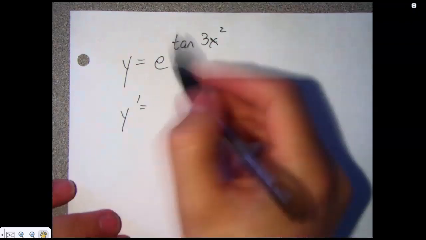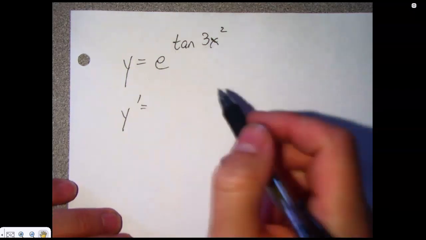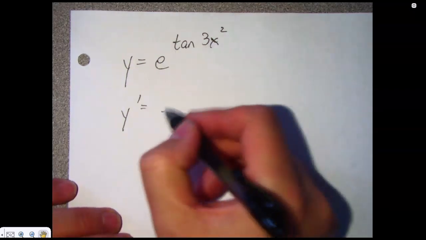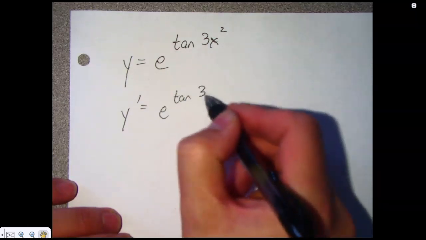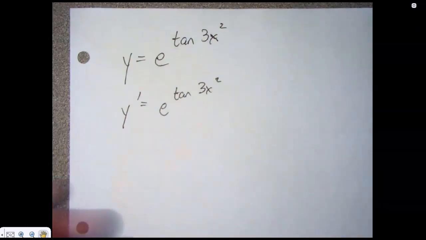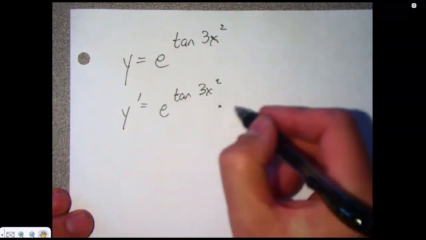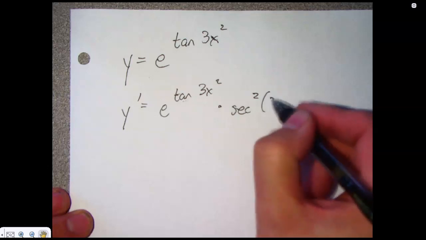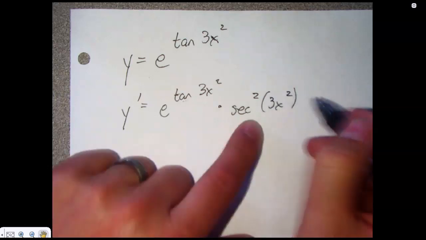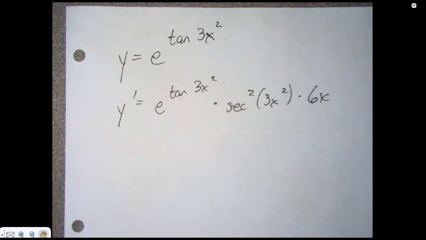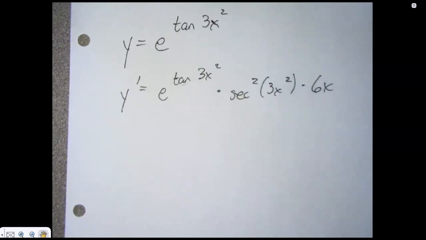So what's the derivative of e to the whatever? E to the whatever. So I have just taken the derivative of the big guy right there. Even though it doesn't look like I changed anything, that's how e to the x works. And then I move on to the next level. So the derivative of tan is secant squared, and I leave that 3x squared again, and then finally I multiply by the 6x. How many had that?